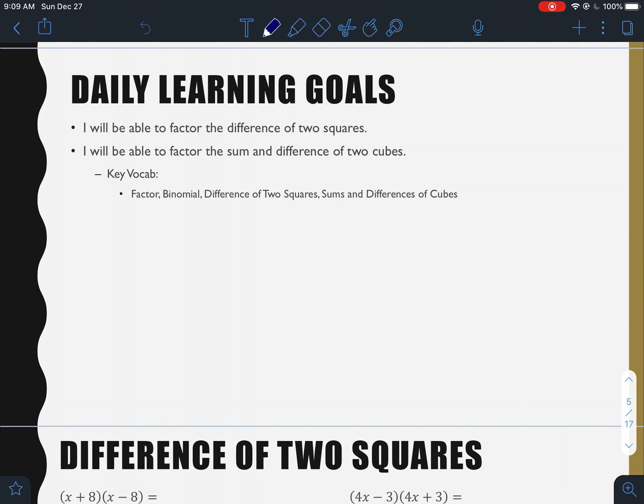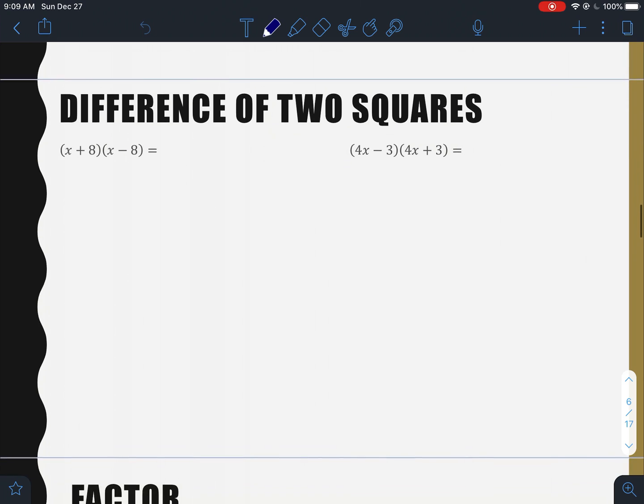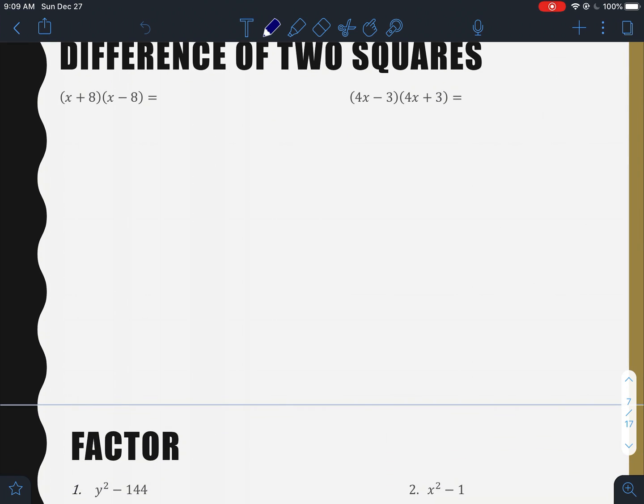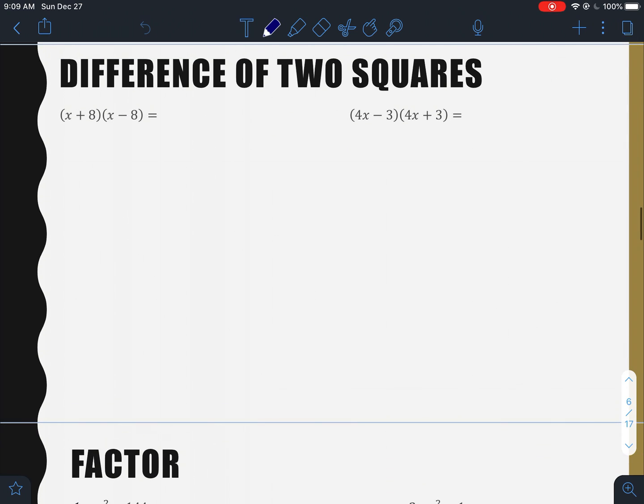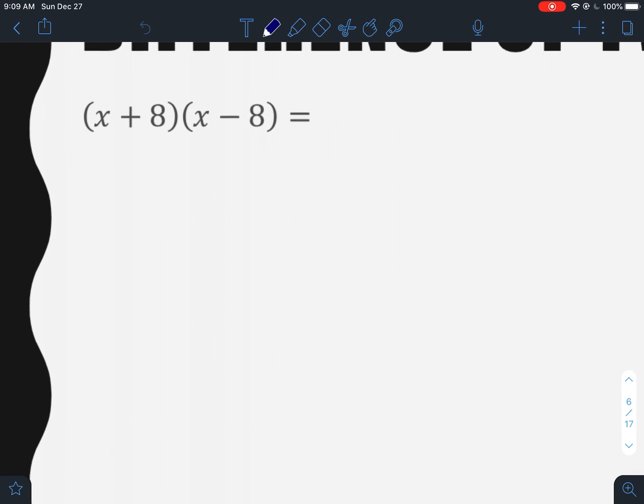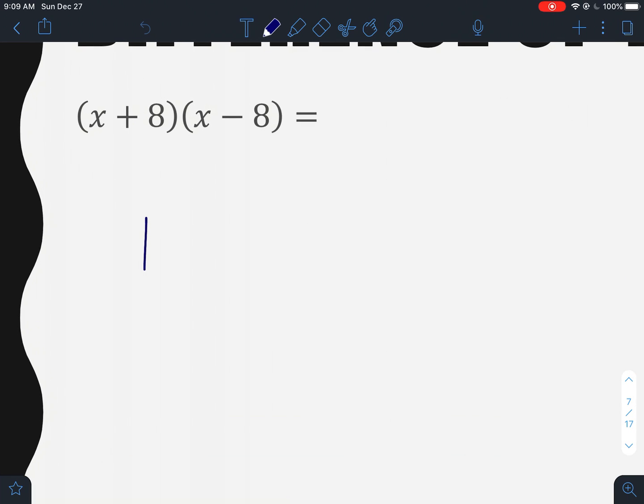So today we're going to continue on our journey of factoring, and we're going to learn how to factor the difference of two squares and how to factor the sum and difference of two cubes. So these are special types of factoring problems. So the difference of two squares, what does the difference of two squares look like?